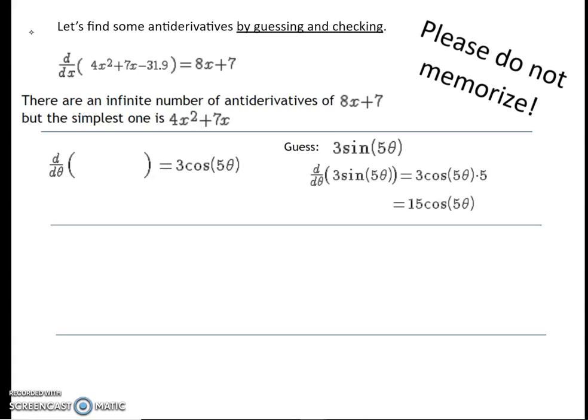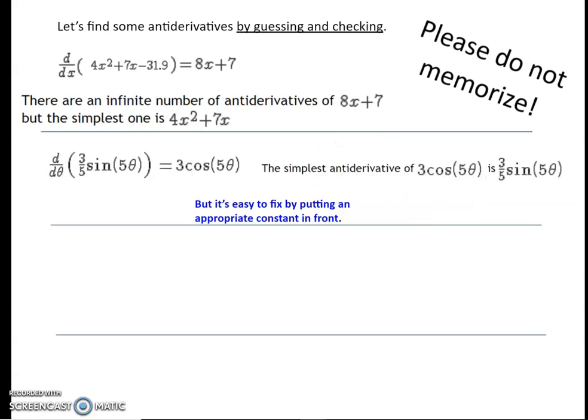So if I take that derivative, oh darn, right? Because of the chain rule, because I have to take the derivative of the inside, I'm going to actually end up with a 15 instead of a 3. So I'm bummed about that. At the same time, it's not that bad of a problem because notice I got my cosine of 5 theta. That's what I was going for. So I just have to fix it. And we do that by putting an appropriate constant in front. So instead of 3, we want 3/5. Because that 5 in the denominator will cancel this unwanted 5. And the simplest antiderivative is the 3/5 sine of 5 theta.